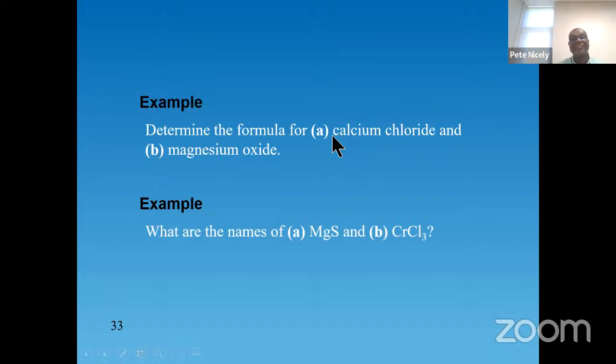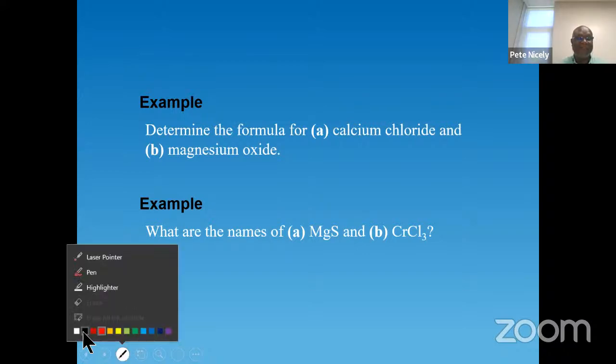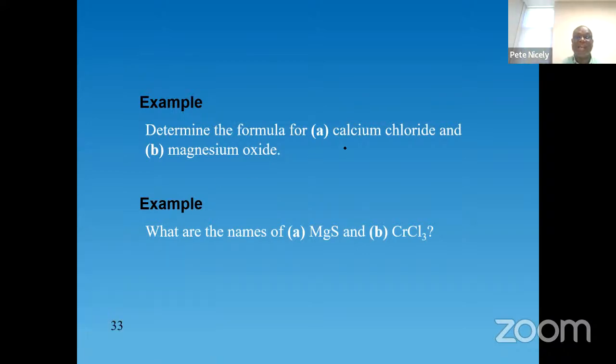The question says you're to determine the formula for calcium chloride. So what you would have to do first is to identify the charges carried by the respective ions, right? Since you'll have access to the tables, what you do is look up the formula for the calcium ion. And the formula for the calcium ion is Ca with a +2 charge, all right?